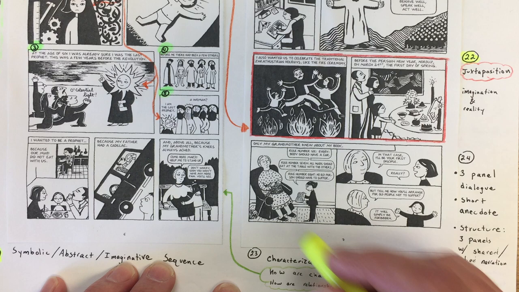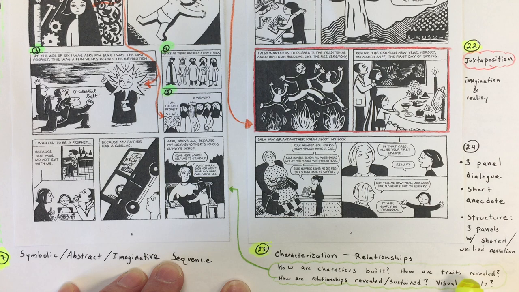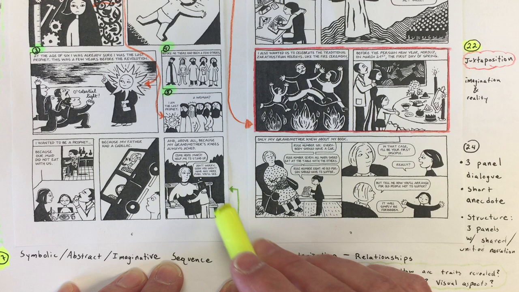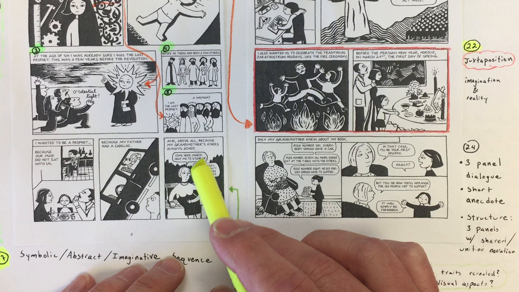Characterization in relationships. And so we can start to say, how are characters built? How are traits revealed? How are relationships revealed and sustained? And are there visual aspects to this? So when we see the depiction of her grandmother and all these images, what is there that is significant in these images, in the way that the image is composed, the relationship between the narration and the dialogue?